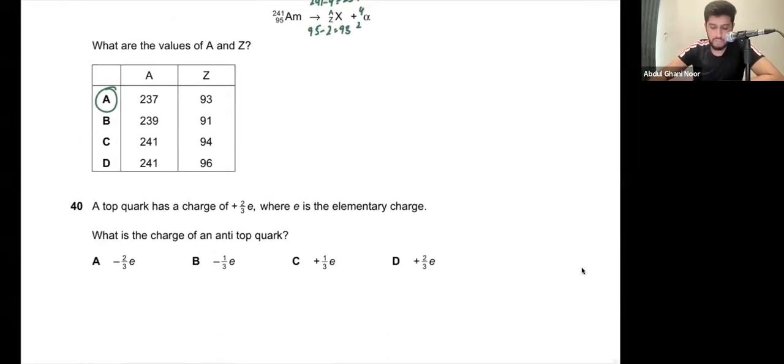The next question says, a top quark has a charge of plus 2 upon 3e, where e is the elementary charge. What is the charge of an anti-top quark? So if a top quark has a charge of plus 2 upon 3e, an anti-top quark will have a charge of equal magnitude but opposite sign. So minus 2 upon 3e. That's the answer. I hope this is clear.